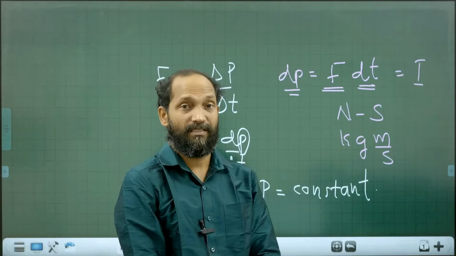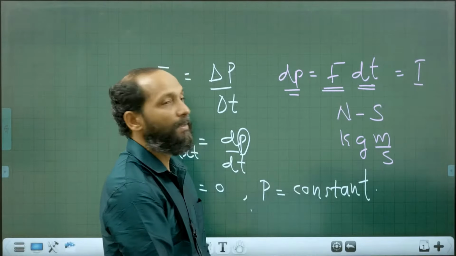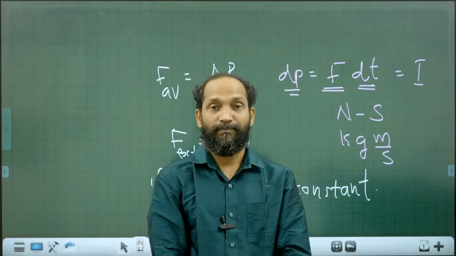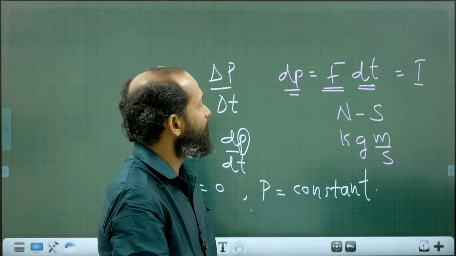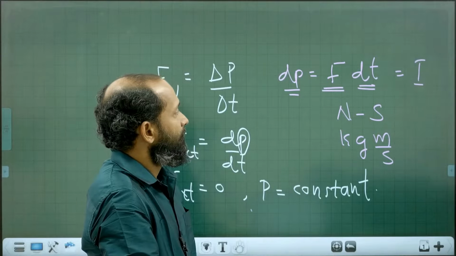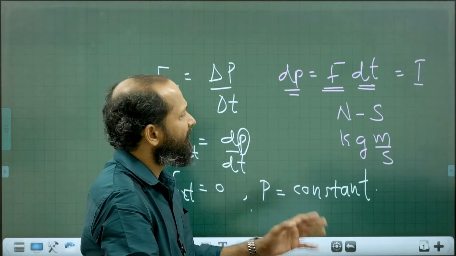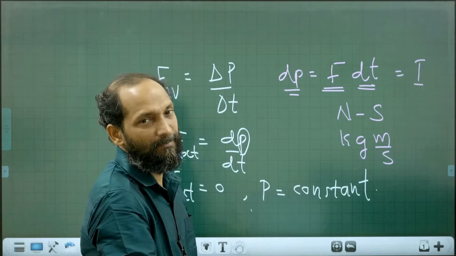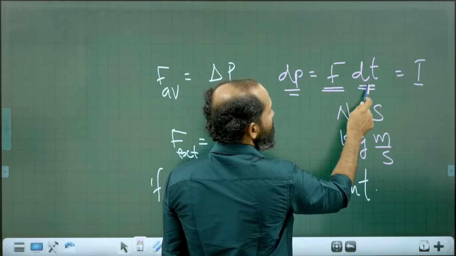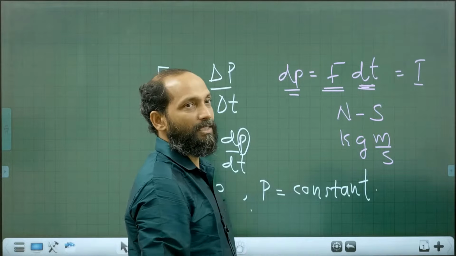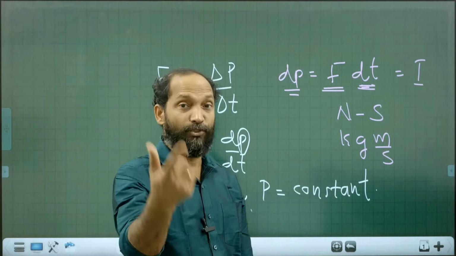Impulse is a vector. Impulse is the change in momentum. Impulse only depends on the change in momentum. Impulse does not depend on the time interval. Why? We may think that impulse depends on time interval. But it is the force that depends on time interval. If time interval is too small, that force is huge.